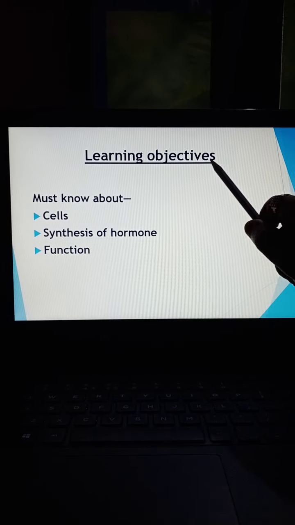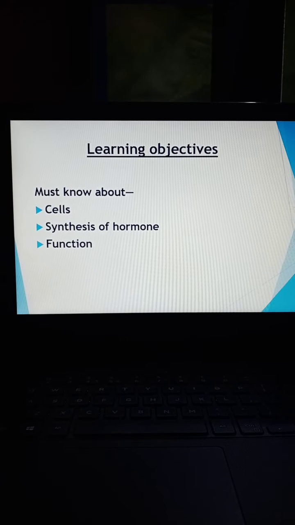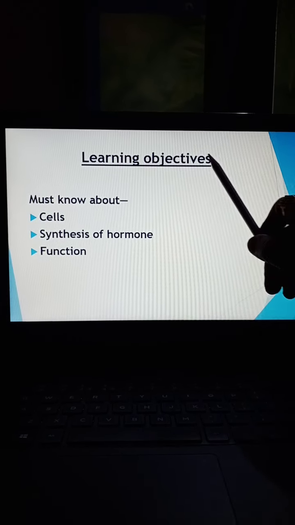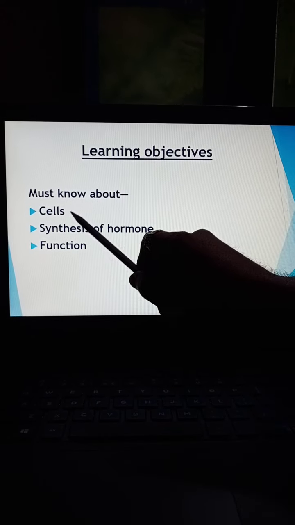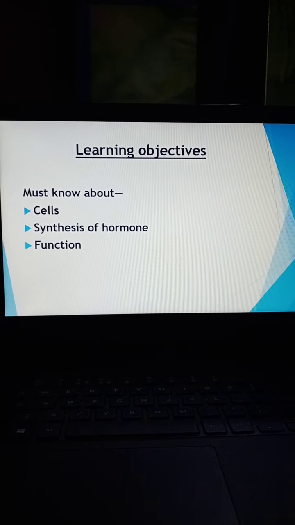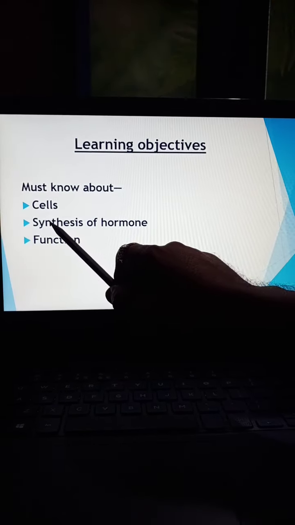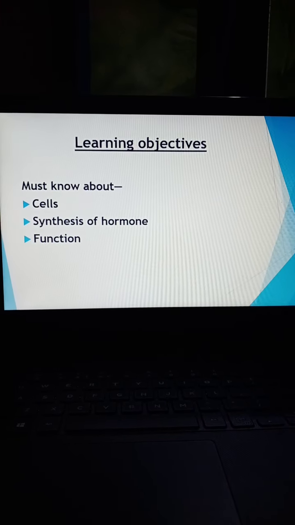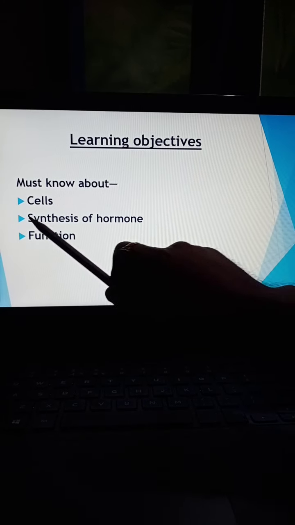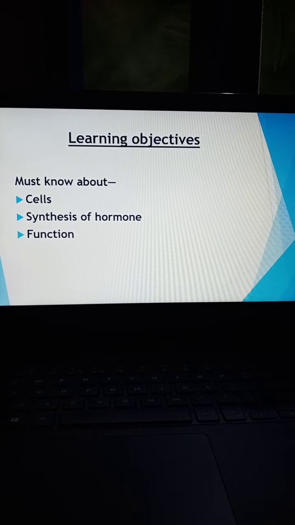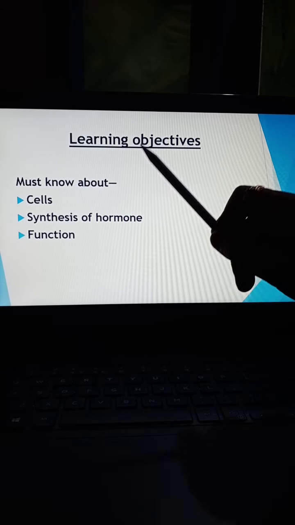These are the learning objectives. After completion of the histology of the thyroid gland, what are the learning objectives for you? You must know about the cells of the thyroid gland, that is follicular cells and C cells, in detail. Then you must know about the synthesis of T3 and T4 hormones completely. Then you must know about the function of the thyroid gland. So these things you must know. You can say it is a take home message also.